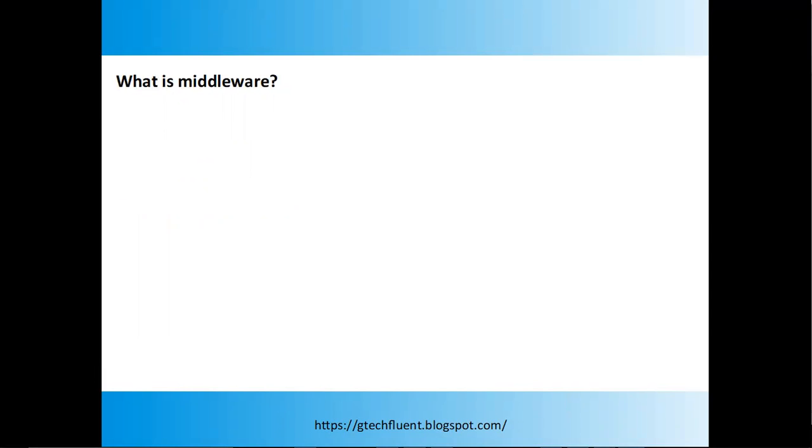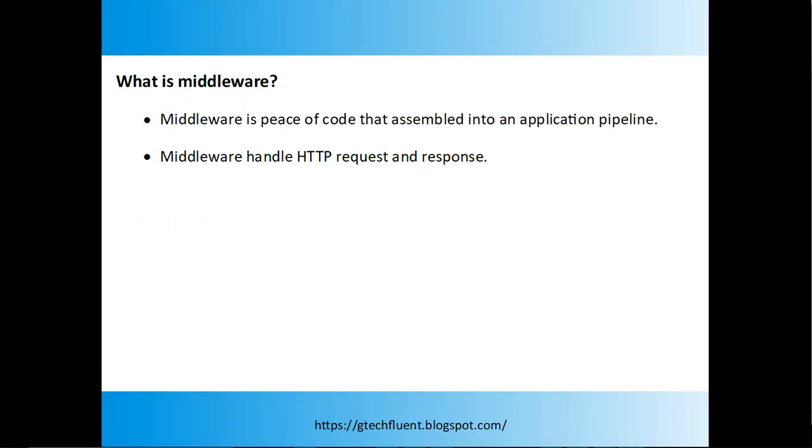In ASP.NET Core, middleware is a piece of code that is assembled into an application pipeline to handle an HTTP request or a response. A given middleware component in ASP.NET Core has a very specific purpose. For example, we may have a middleware component that authenticates users, another piece of middleware to handle errors, and yet another middleware to serve static files such as JavaScript files, CSS files, or images.